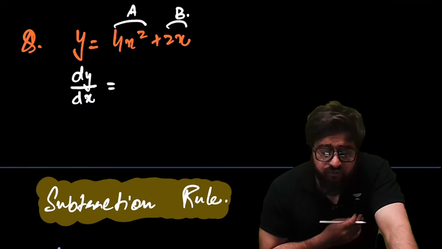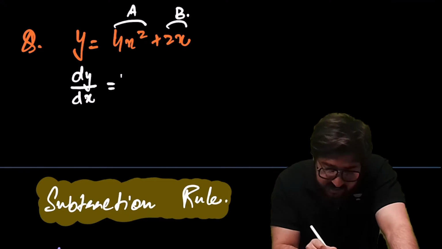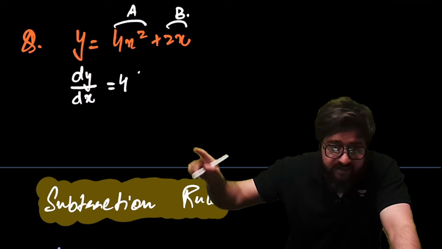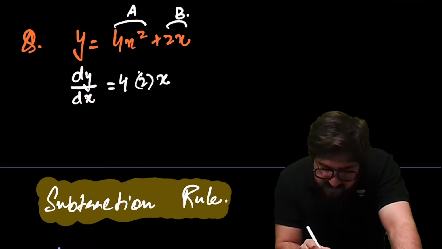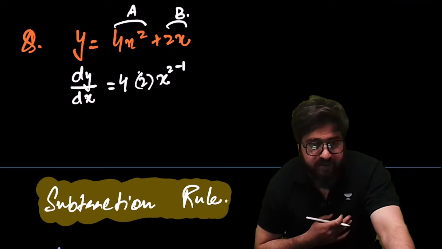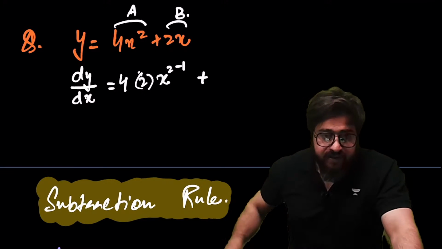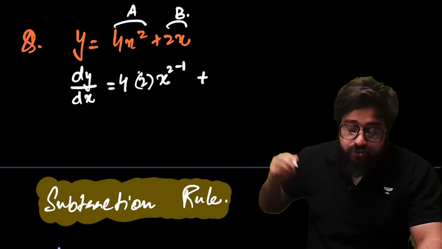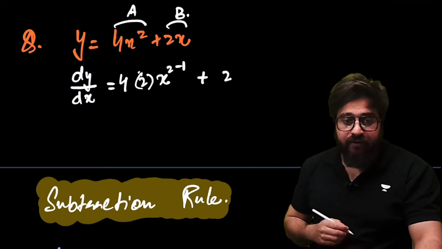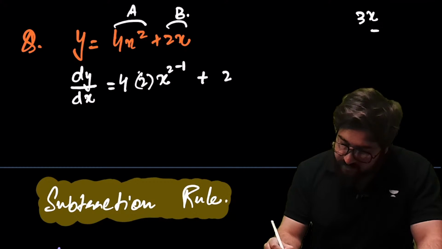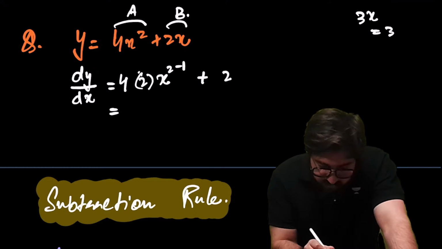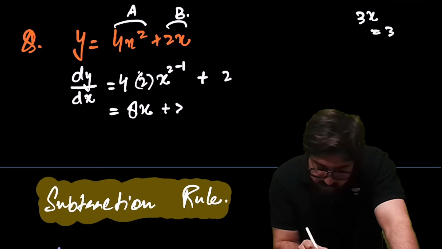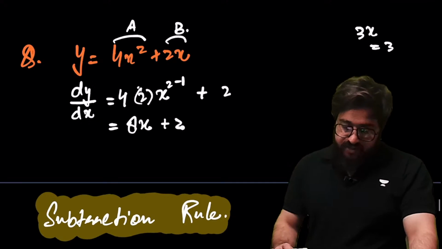Now, what is the differentiation of 4x square? Take this 4 out, and in the case of x square, the power comes down and the power becomes minus 1, x raised to the power 2 minus 1. Then the differentiation of 2x is directly the 2. If you have 3x, you directly write 3. For 4x, you directly write 4. So it will be 4 times 2, which is 8, and 2 minus 1 is 1. So 8x plus 2 is the differentiation.